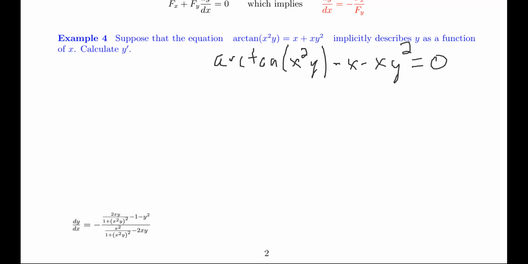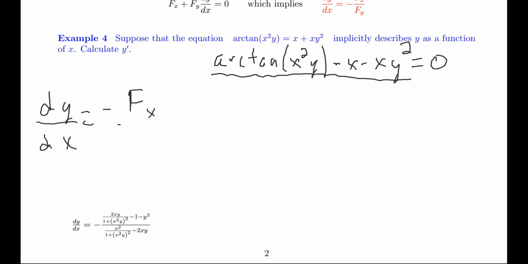So f is this entire thing on the left side. dy dx is equal to negative partial of f with respect to x over partial of f with respect to y. Okay, so this is negative of, let's take the partial of f with respect to x. The derivative of arctangent of x squared y is 1 over 1 plus what is inside that function squared, so x squared y all squared. Then we have to multiply that by the derivative of the inside of that function, so the partial derivative of x squared y with respect to x is 2xy.